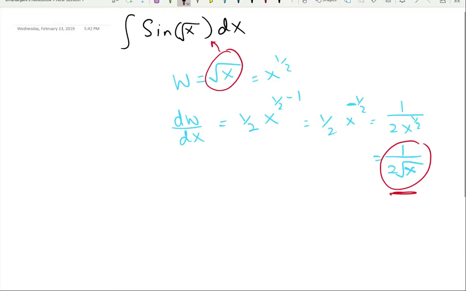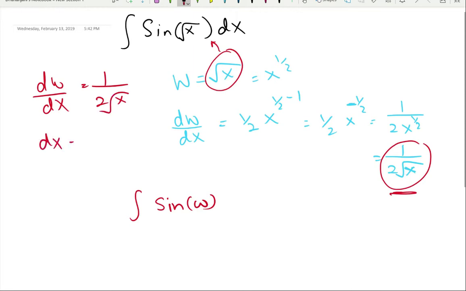So how do we solve this integral? Let's proceed with integration by substitution and see what we get. Let's not panic here. If you use integration by substitution, this is not sine x, it's sine w, right? Because square root x is w. Now what is dx? dw over dx is 1 over 2 square root x, so dx is actually 2 square root x dw. So let's replace that: 2 square root x dw.